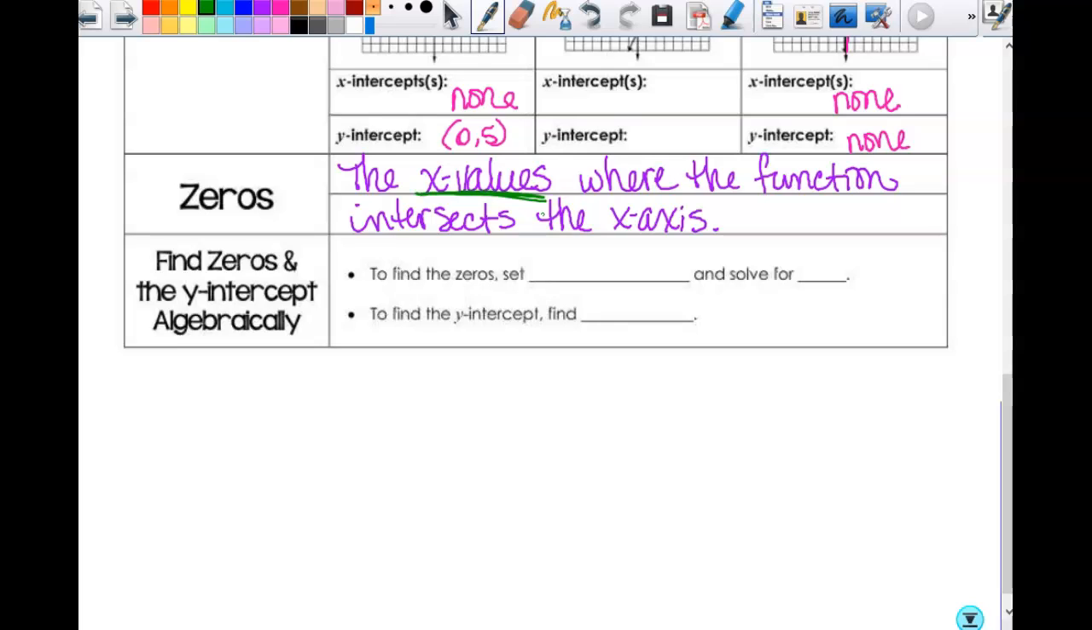I'll just make it really easy. So we're going to set f of x equal to 0 and solve for x. To get the y-intercept, we're going to set x equal to 0 and solve for y, but it's not worded that way. So how do you think I would word that same idea to this?